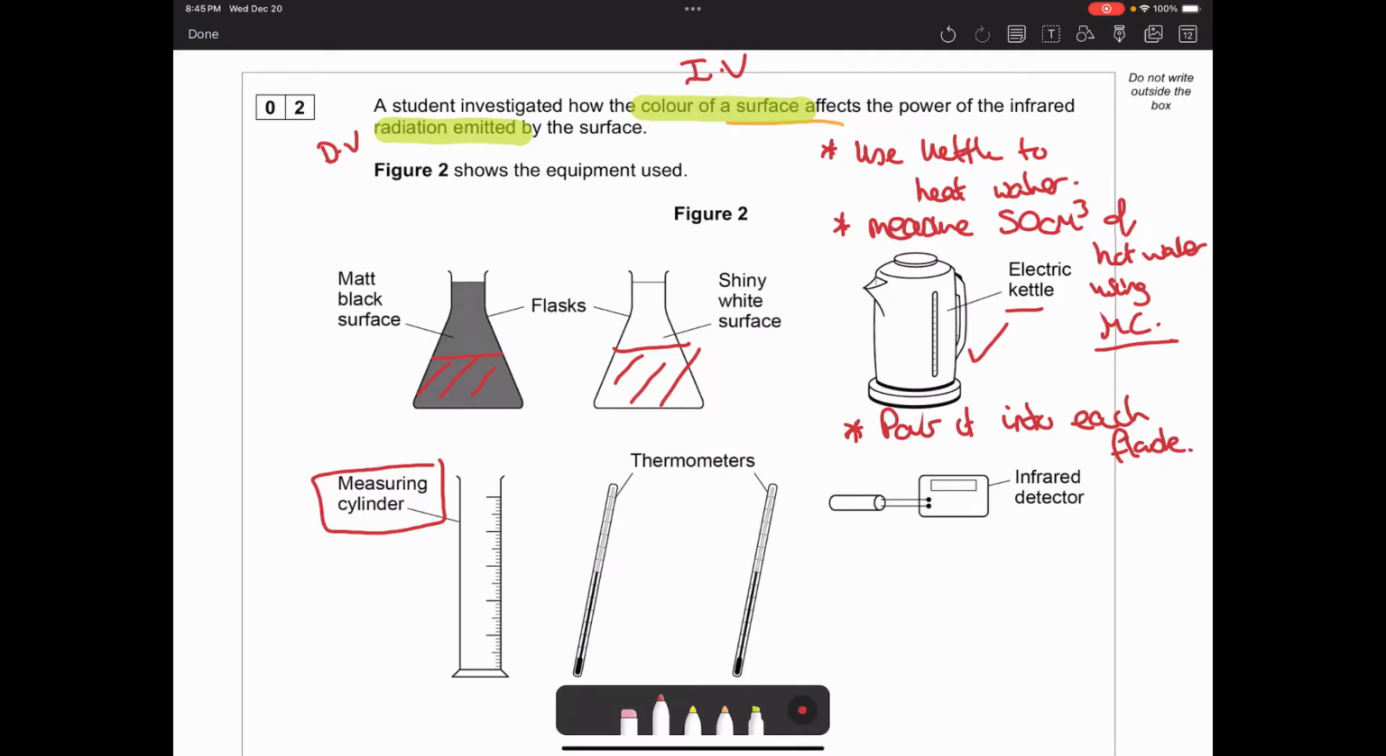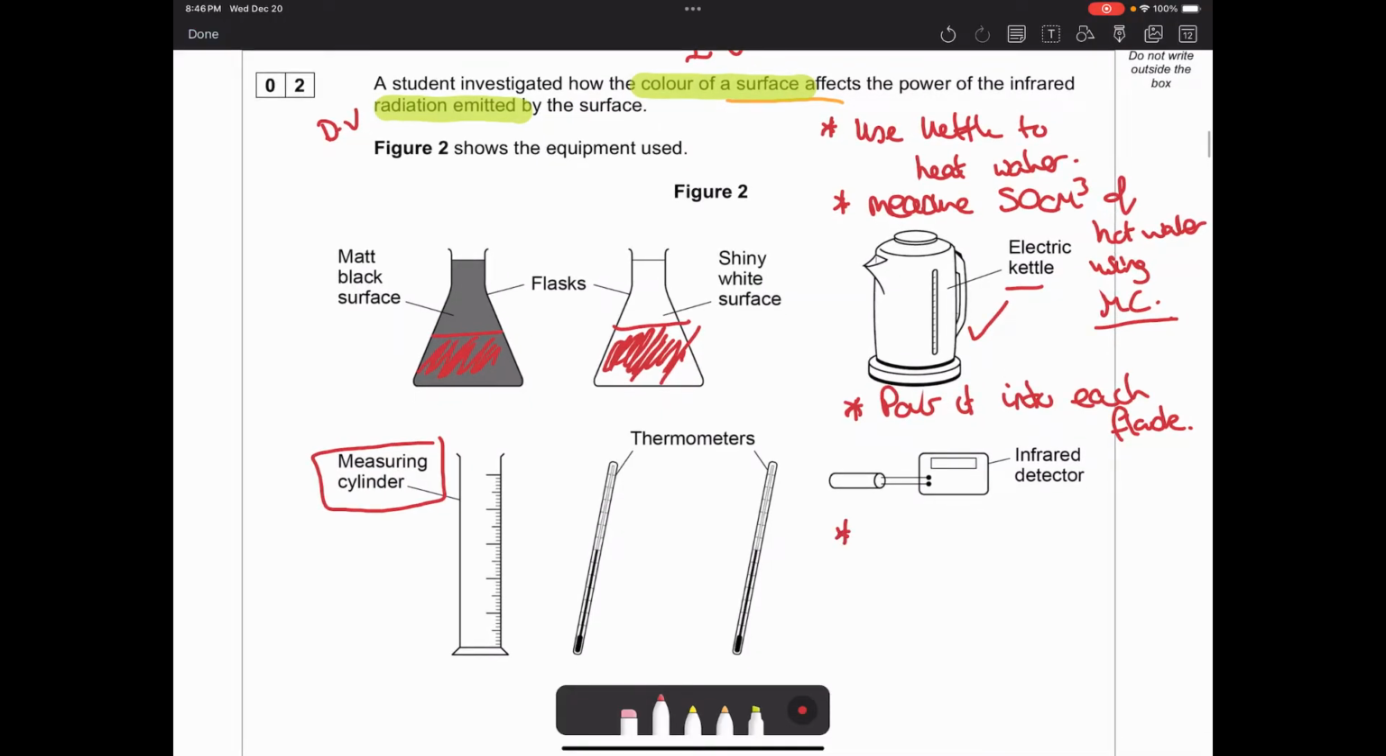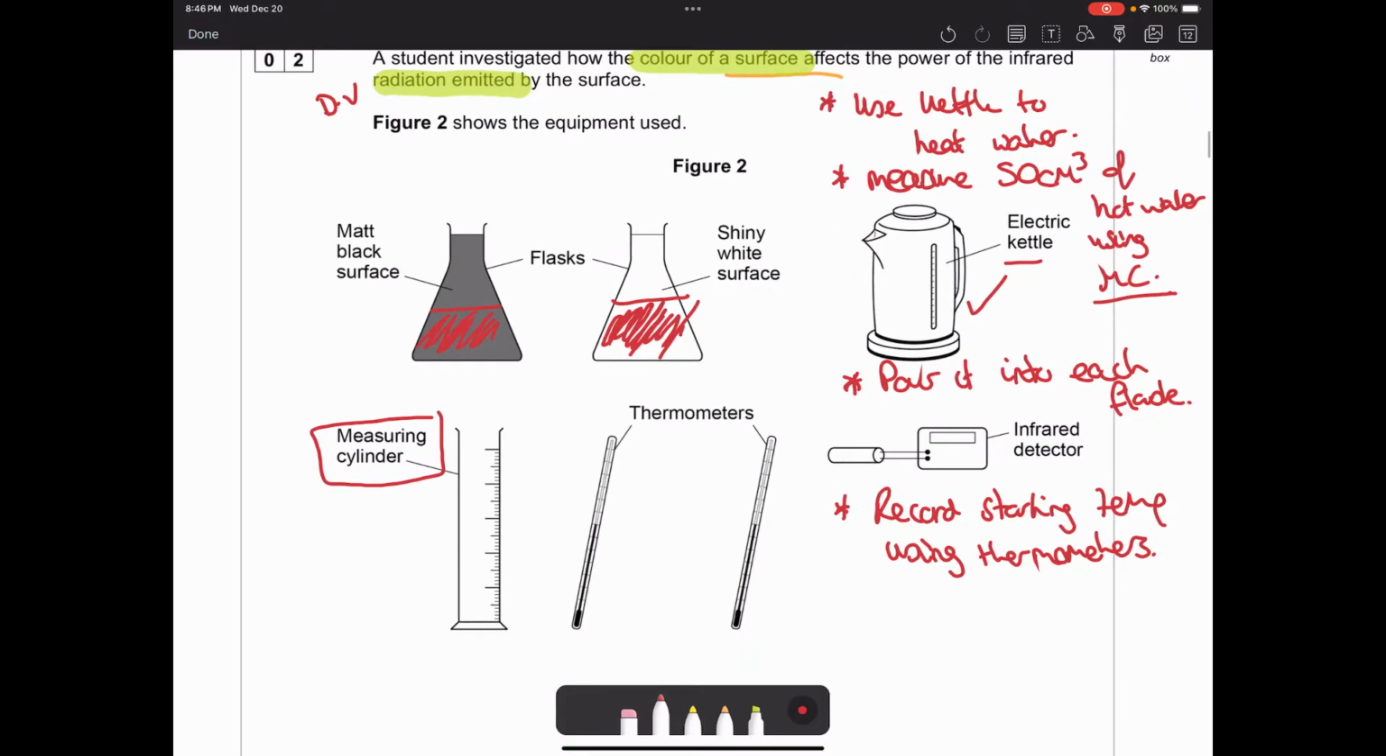Okay, so you then have got your water set up in each flask, ideally almost at the same time as you can. What you would then do is record the starting temperature using the thermometers. So you're ensuring that another control variable is making sure they're at the same starting temperature to begin with.